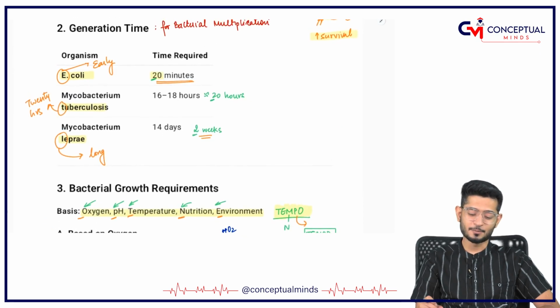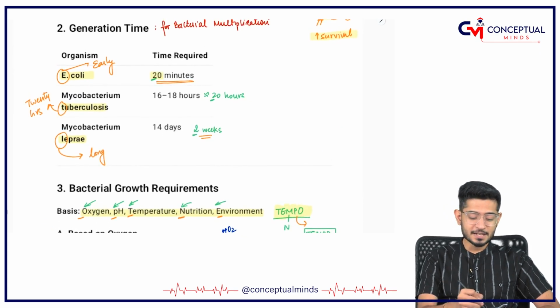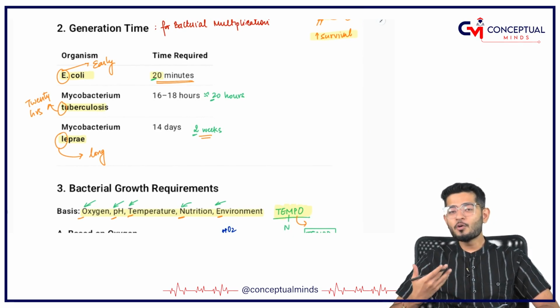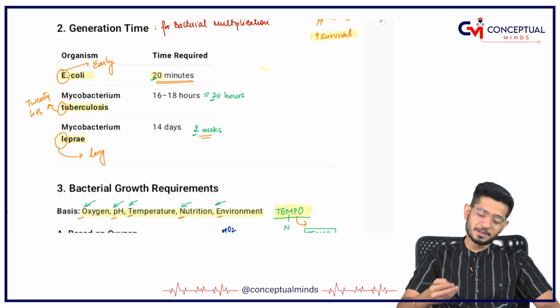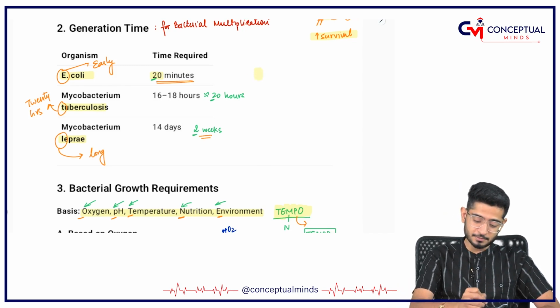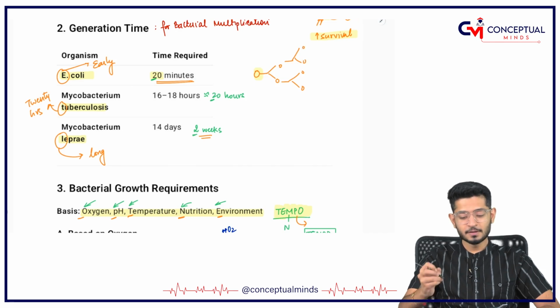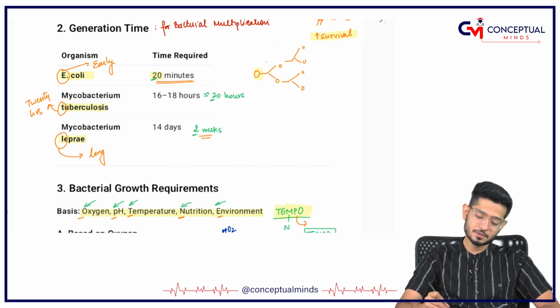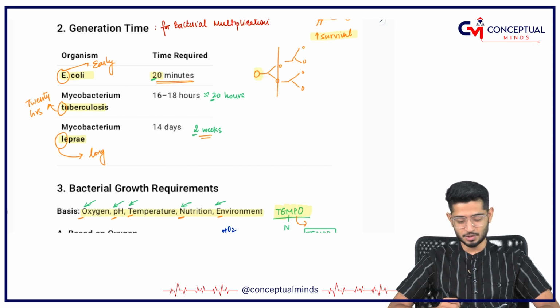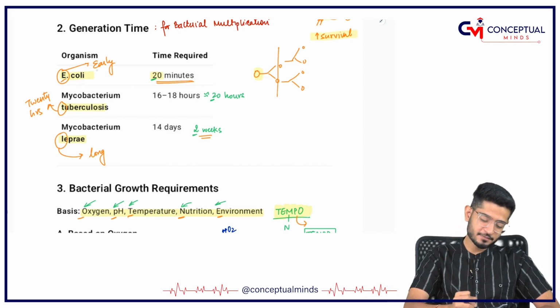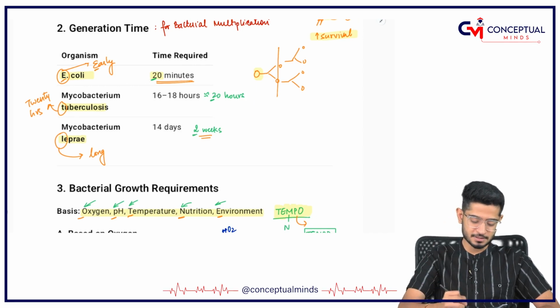Next important question, what is generation time? Generation time means how much time the bacteria is going to take to multiply. That means one parent giving rise to 2, and then 2 giving rise to 4. This is one generation, so the time will be one generation time. How to remember? E. coli is early. So remember E for early, taking hardly 20 minutes.